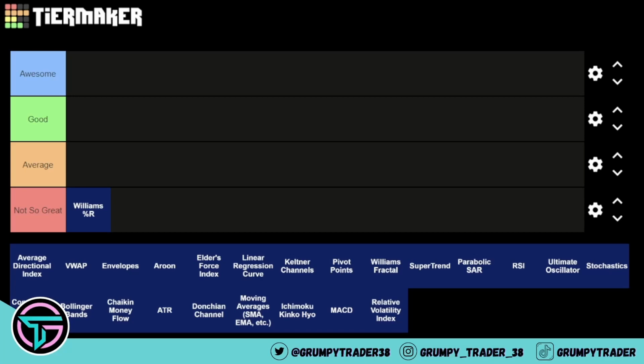Kasi, pwedeng nasa not so great tier yung indicator na gusto nyo or binabantayan ninyo, pero maaaring mas gumanda pala siya kapag may kakombo siyang iba. Yeah, which you know, it's a good idea for a future no, na tier list na parang combo list naman tayo. Okay? Next is the average directional index.